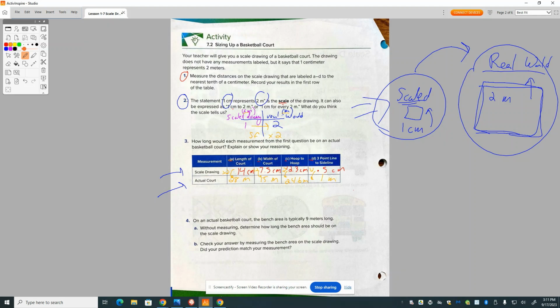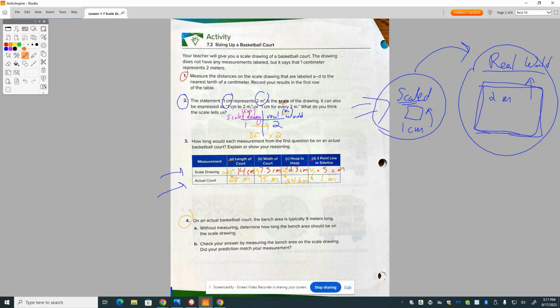So we could use this to figure out what the lengths would be in the real world. Now, if I want to figure something out, I don't have to go to the real world and measure the actual, I could actually go to the picture. Now let's go ahead and look at question 4.